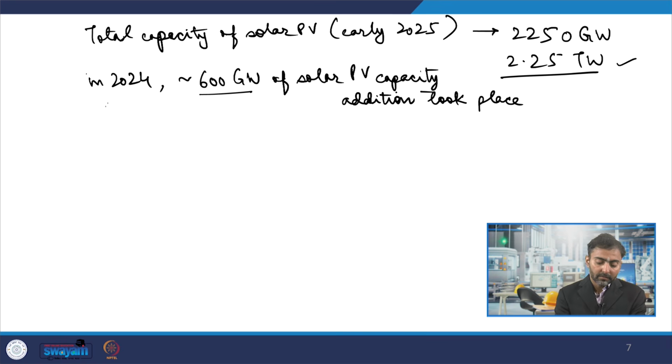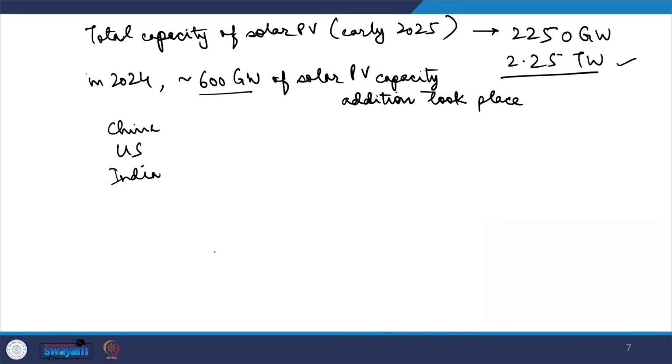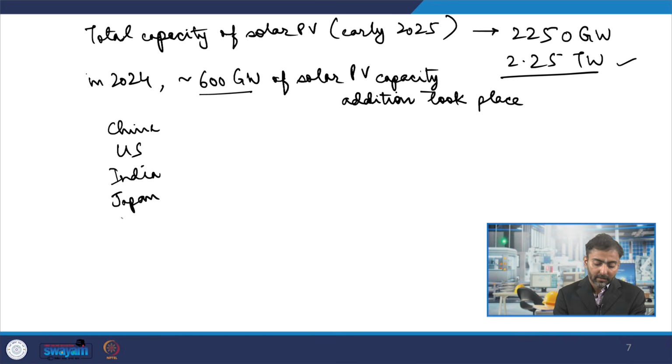And if you look at some of the leading countries globally, China is definitely one of the world leaders. The United States is at second number, and India, interestingly, is now very high up in solar PV installation, roughly at around third level, or Japan also very close by, and then Germany. So these are some of the leading countries globally in solar PV capacity.